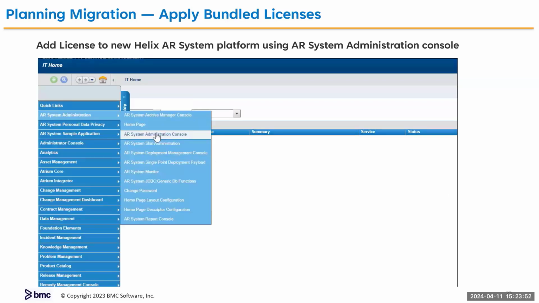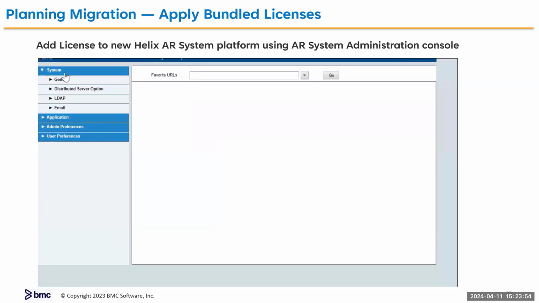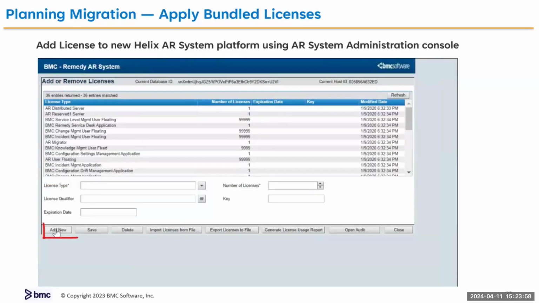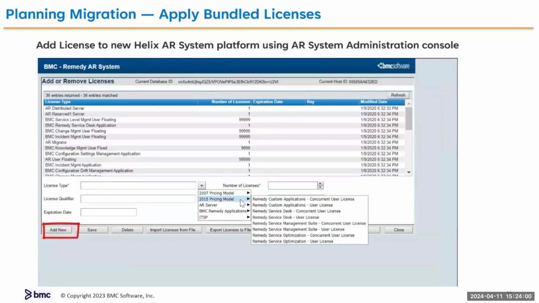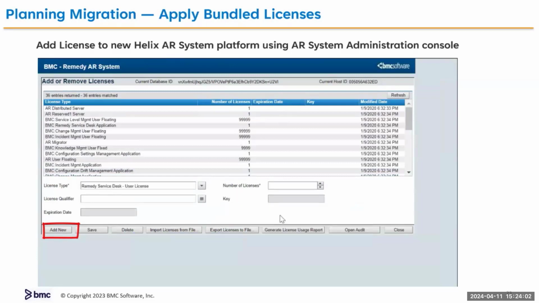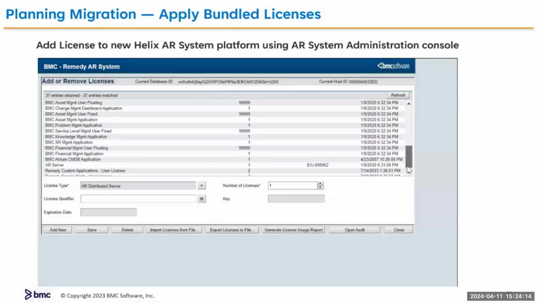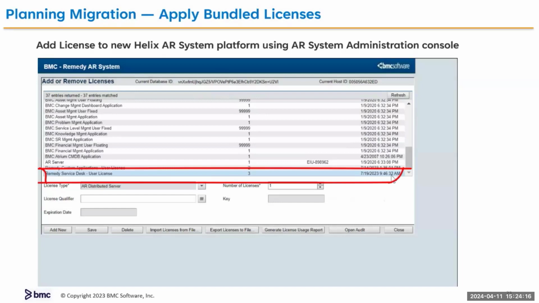You need to perform the following steps to apply the bundled license to your ER system server. Go to the ER system administration console, then go to add remove licenses and add new, select the license pack, add the number of licenses that you purchased, and click save. You will see a confirmation message, and then you can keep adding various packs one by one.